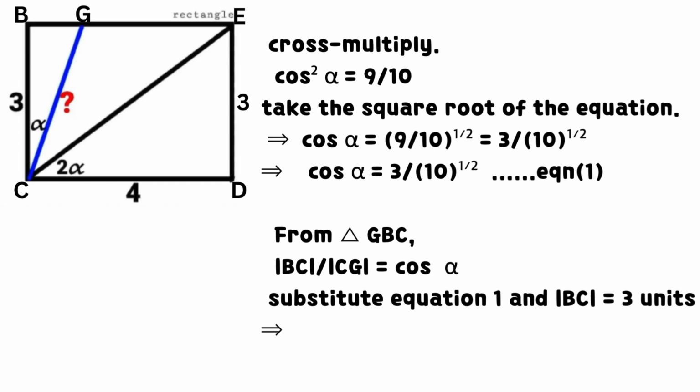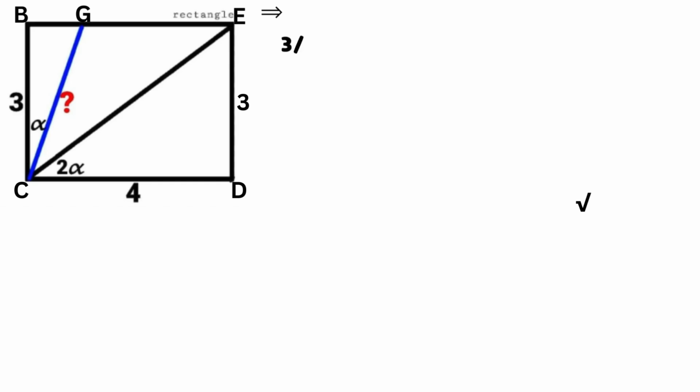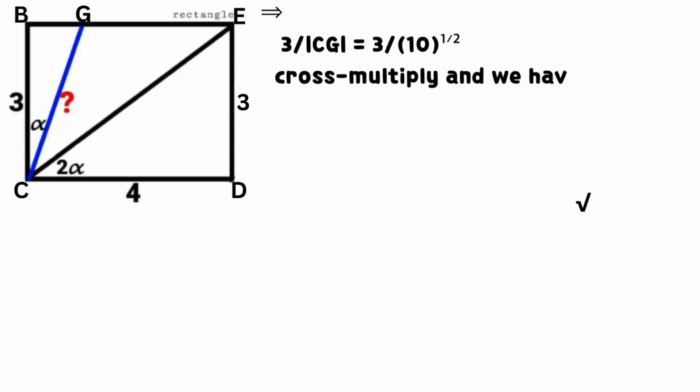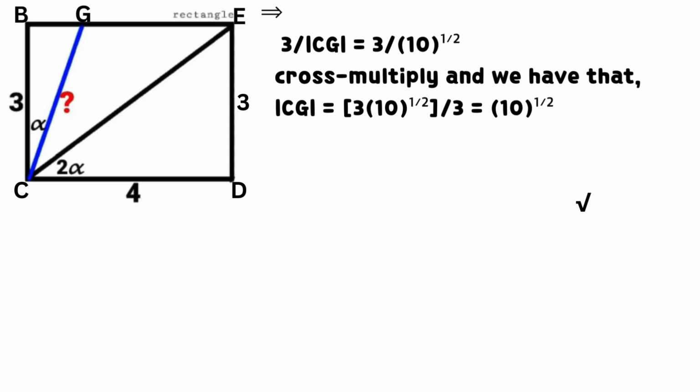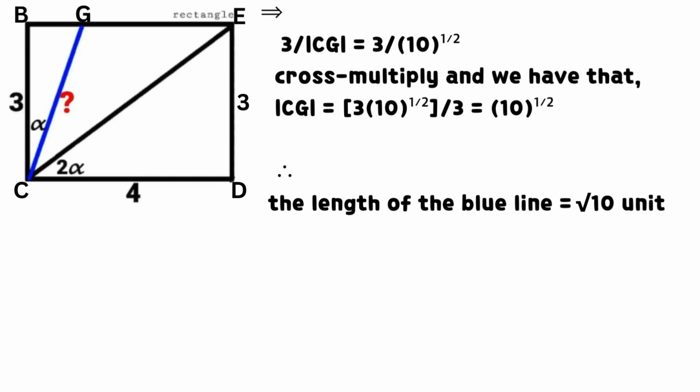It implies that 3 divided by line CG equals 3 divided by the square root of 10. Cross multiply and we have that line CG equals the product of 3 times the square root of 10, all divided by 3, which equals the square root of 10. Therefore, the length of the blue line equals the square root of 10 units.